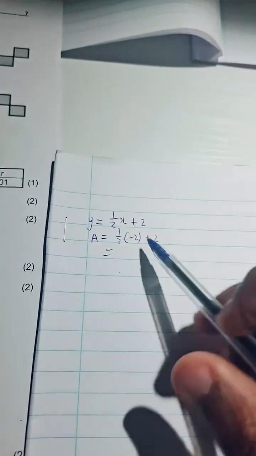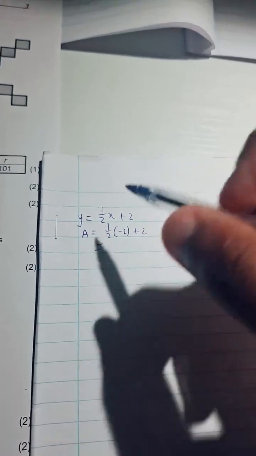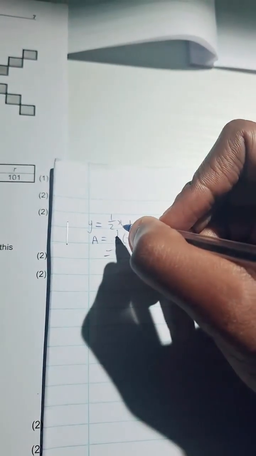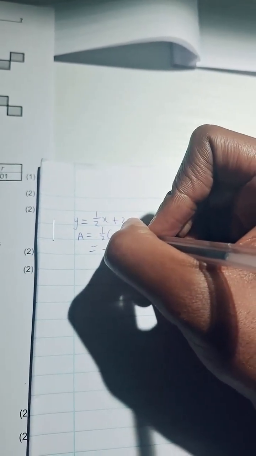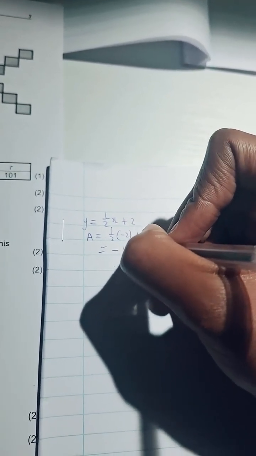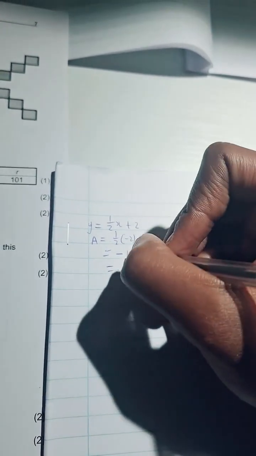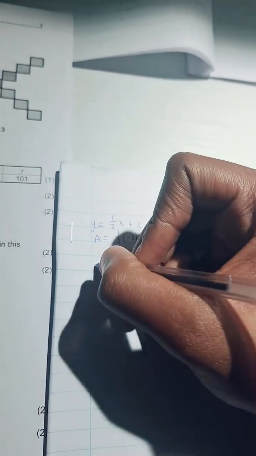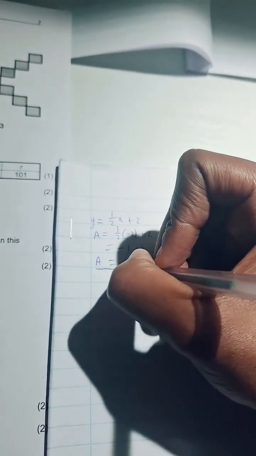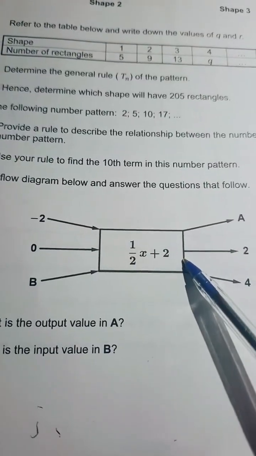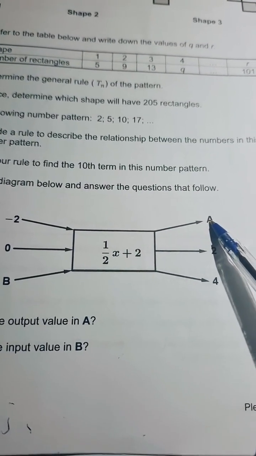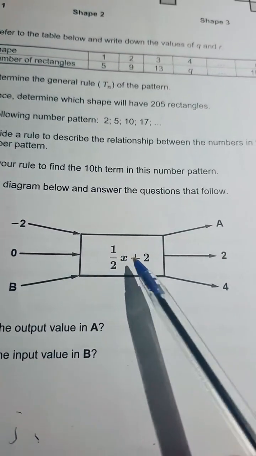You see? But then, what's half of -2? A positive times a negative gives you a negative. And then a half times 2 is 1. Plus this 2, which is -1 plus 2, which gives us positive 1. So the A value is equal to 1. You see? So that was straightforward. We got the A value, all right? When x is -2, the A value is positive 1.